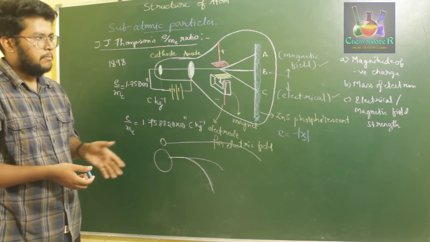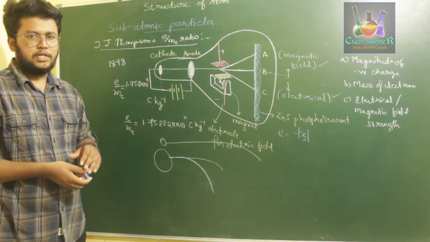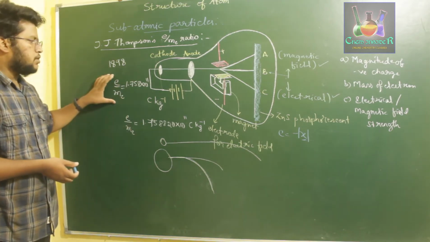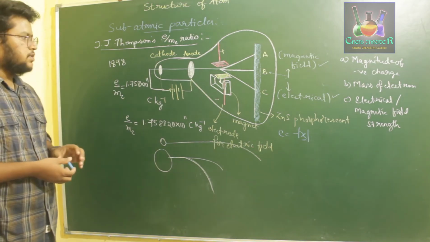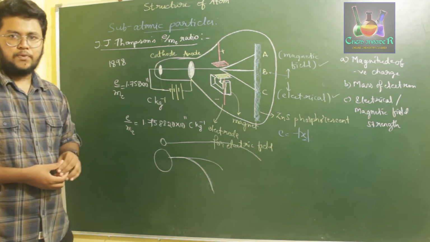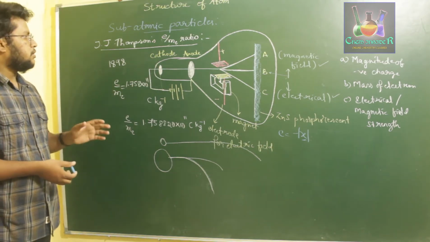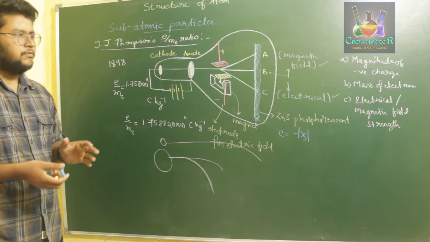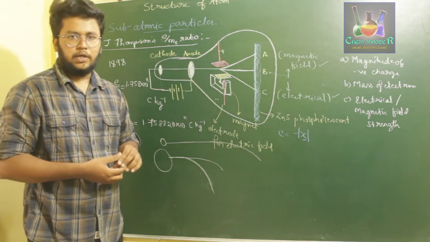which he used to explain the factors: magnitude of negative charge, mass of electron, and electrical or magnetic field strength, which define the charge to mass ratio of an electron, which he discovered by carrying out the experiment. Okay. So this is about J.J. Thomson's complete electromagnetic ratio relation with respect to the factors depending on it.